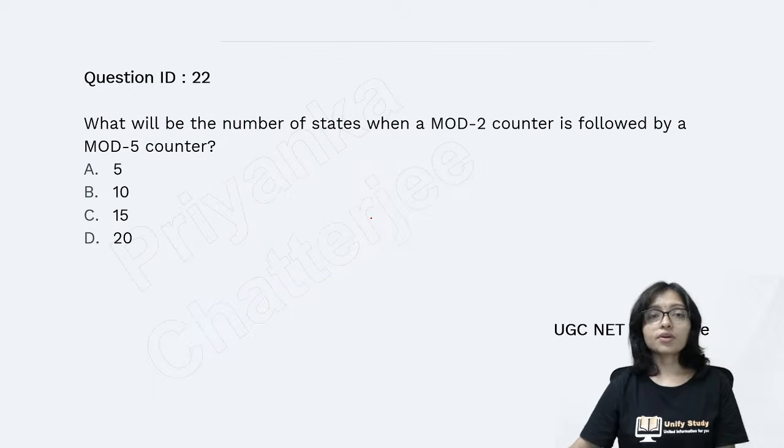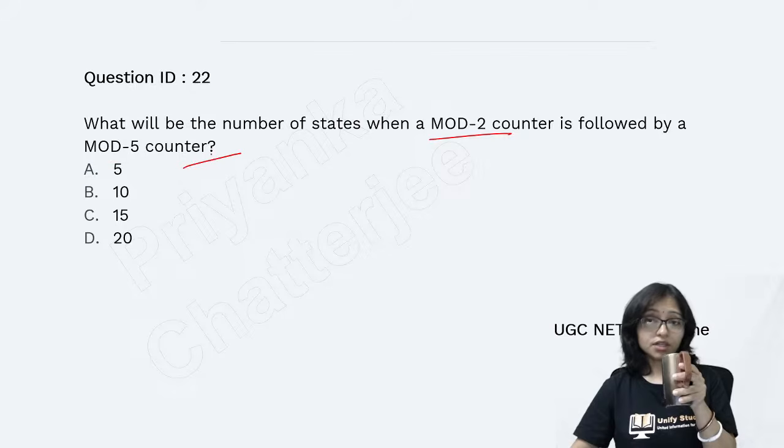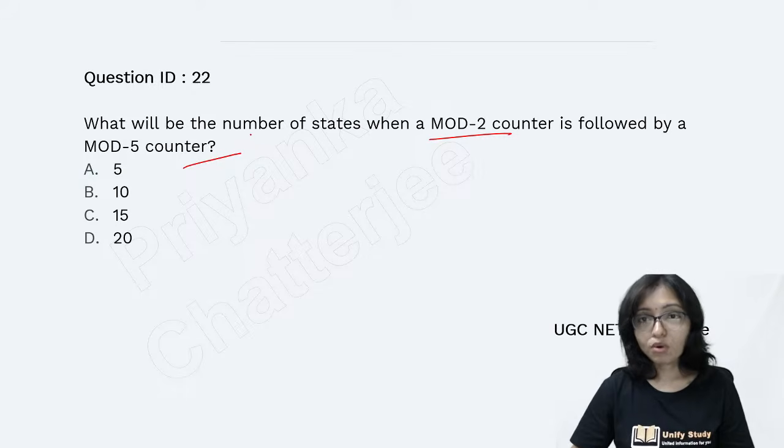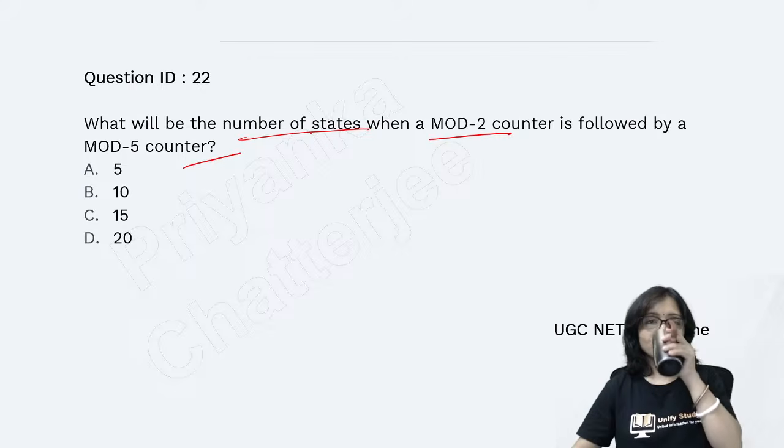Okay. Now you can see here is a question on a mod 2 counter followed by a mod 5 counter. You have to do the mod 2 counter followed by the mod 5 counter. So how many states will be required here?